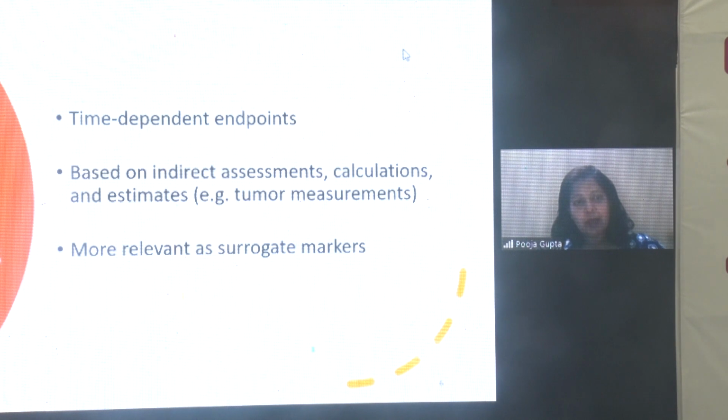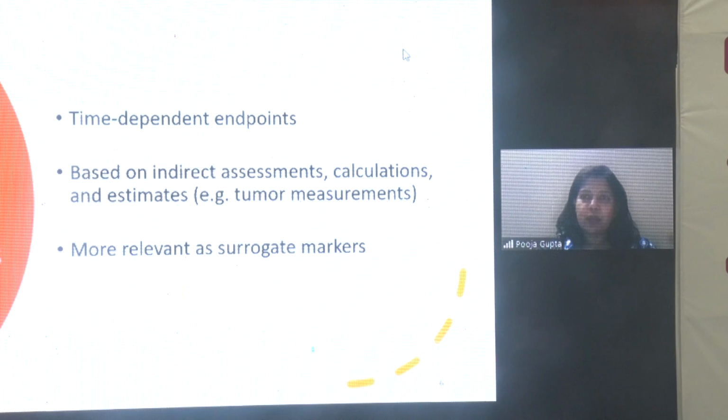Then, coming to the endpoints based on tumor assessment, these are time-dependent endpoints. They are based on indirect measurements of, let's say, tumor size. So a CT scan or an MRI may be done to see how the tumor size is changing over time. These are used more or less as surrogate markers, or surrogate endpoints, for the clinical trials.